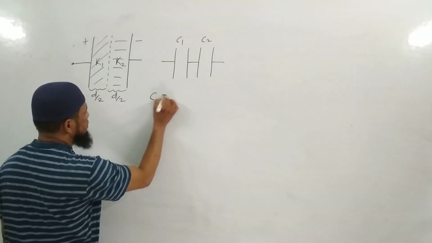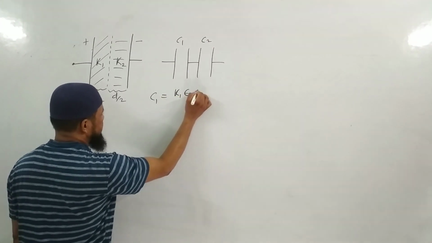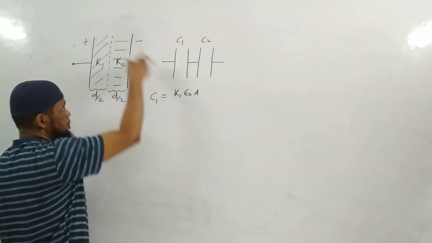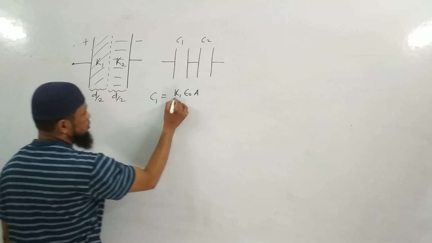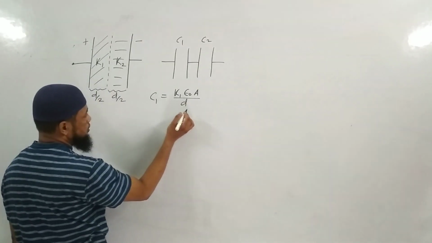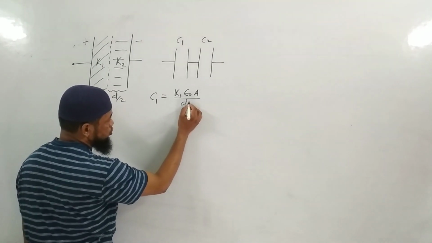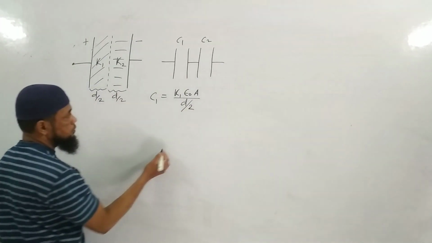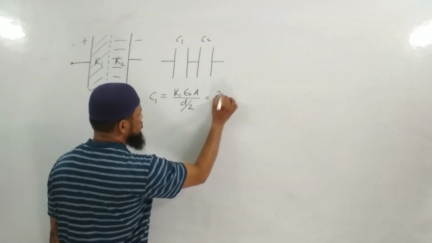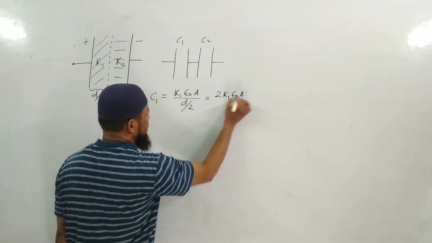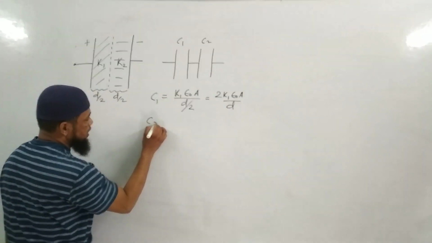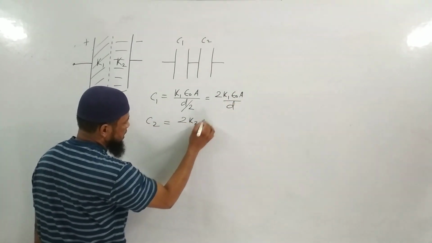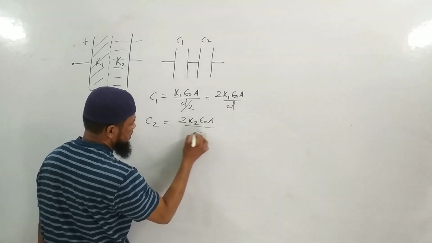How much is C1? K1 epsilon naught. Area is like before. Area is complete area, A only. But separation has reduced to half, D by 2. This can be written as twice K1 epsilon naught A divided by D. Similarly, C2 becomes how much? Twice K2 epsilon naught A divided by D.